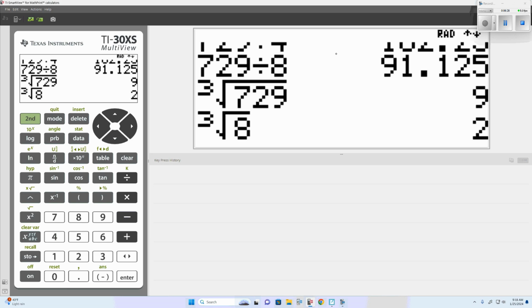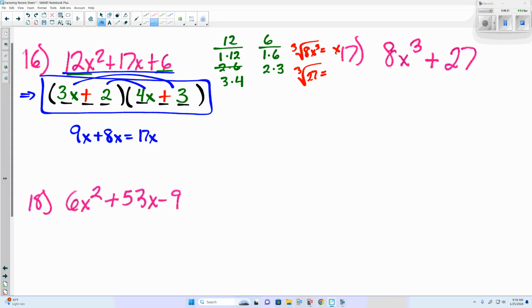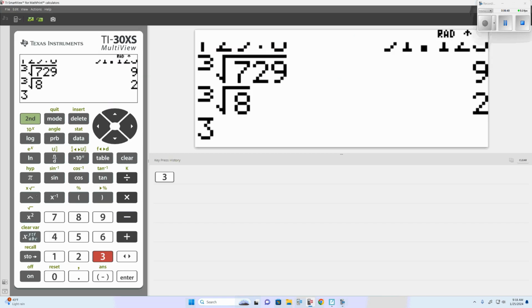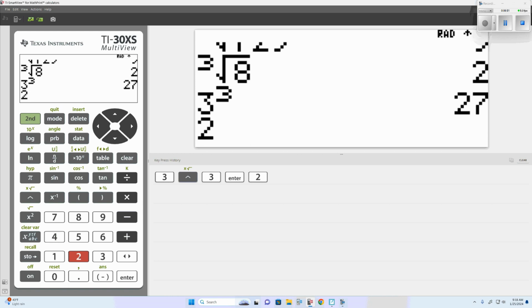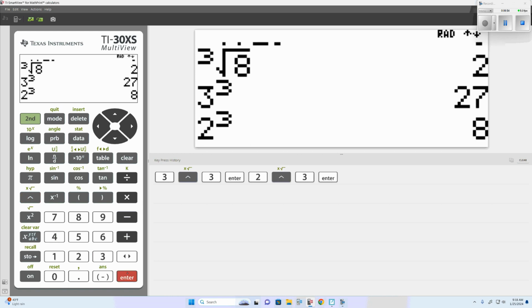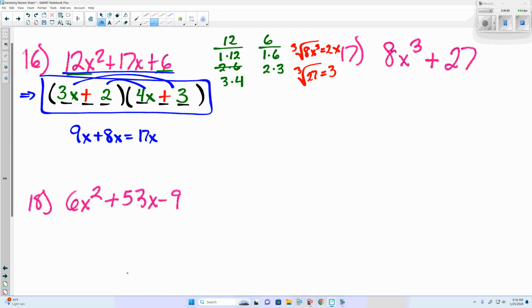It's 2, so it's 2x. The cube root of 27 is 3. And if the number seems odd or a little weird, take whatever you got and put it to the third power. So we can put 3 to the third in the calculator. 3 to the third power is 27. 2 to the third power is 8. It will undo it. That way, if the number seems off, like it's too big, put it to the third power and see if you get back what you started with.